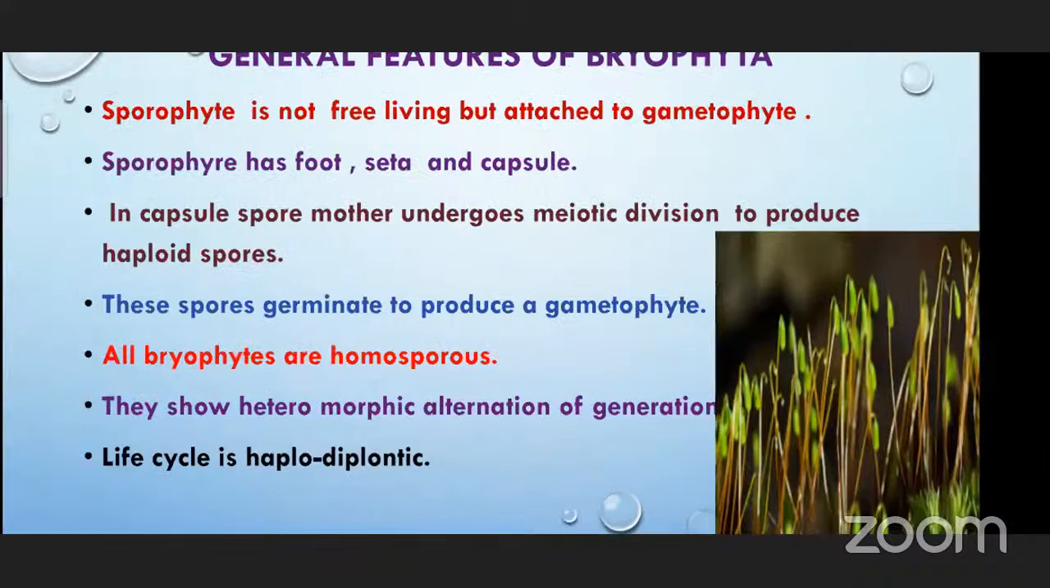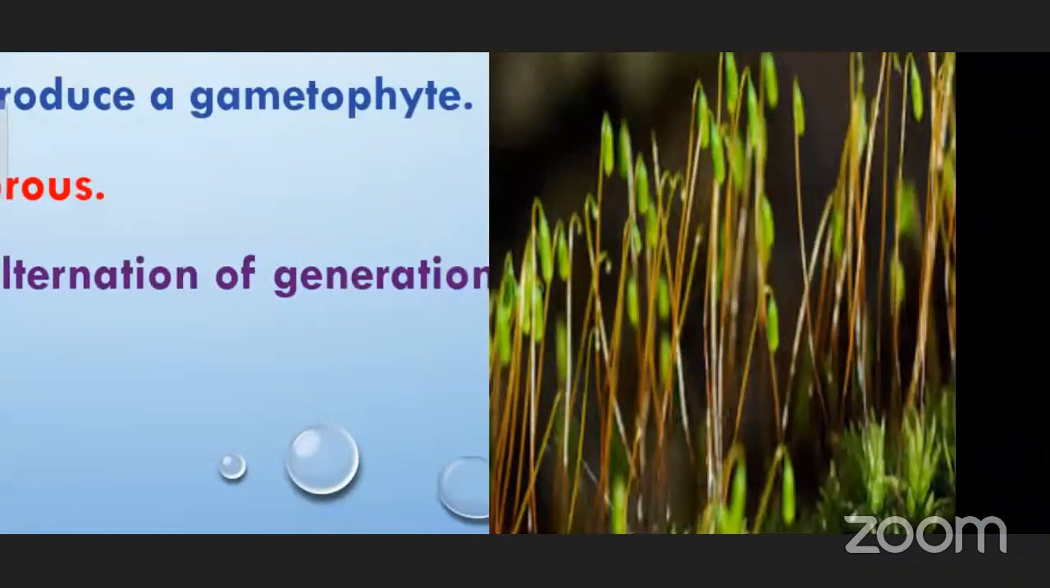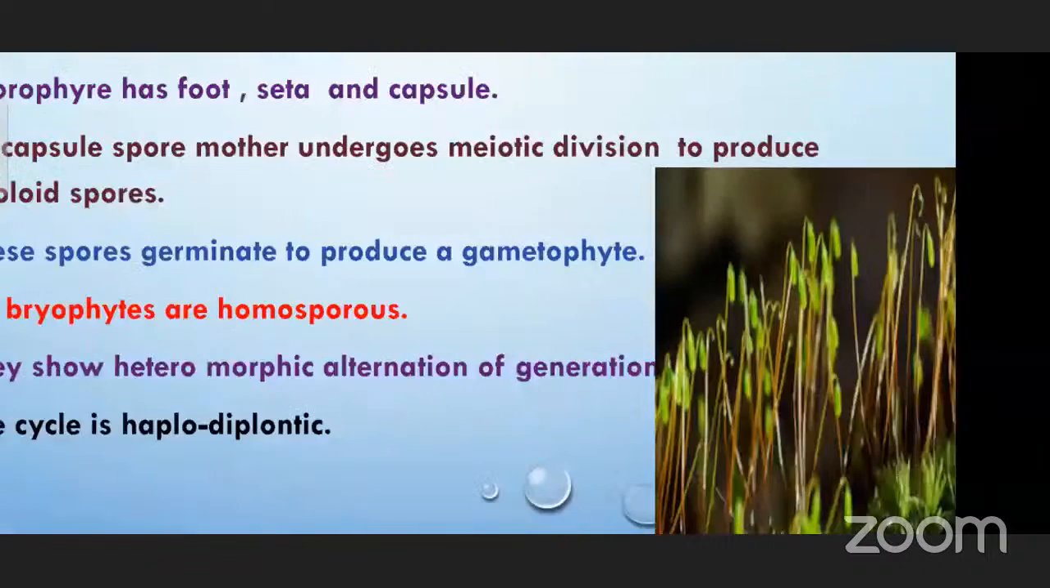As you can see, the beautiful structure of this sporophyte: the foot, seta, and the capsule. The capsule will be having the spores in it. It is also called the sporangium, because here the meiotic division and spores formation will be taking place.